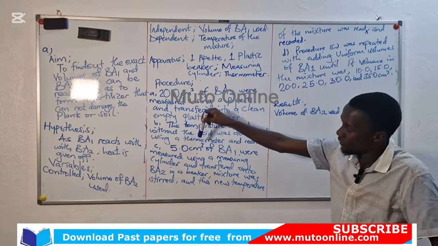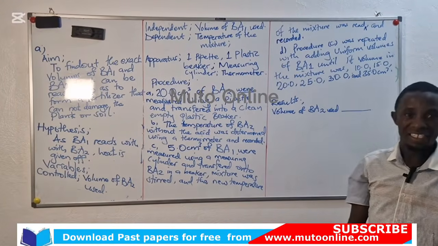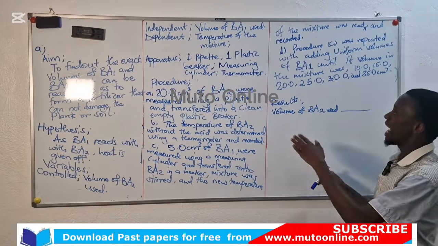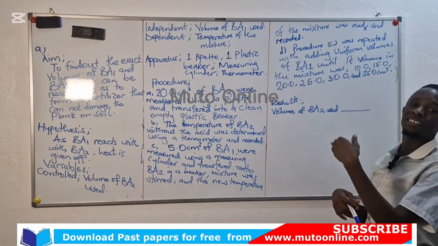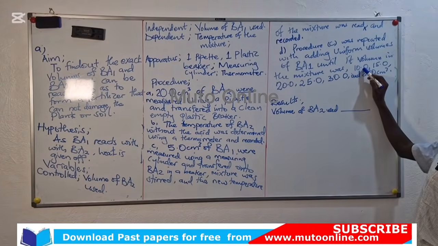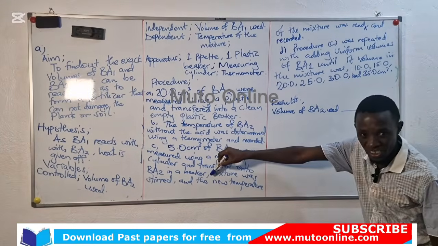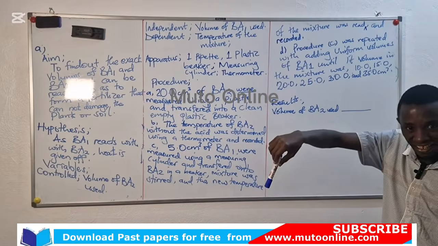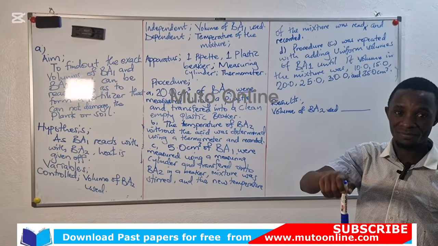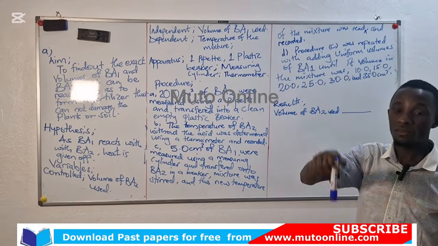to the other 5, where we added the 5 cubic centimeters of the BA1. We don't power off the solution or the mixture. We keep on adding uniform volumes of the acid. We add more 5 to make it 10 cubic centimeters. We stir, we repeat whatever we did in this procedure. We stir, we record the new temperature from the thermometer.